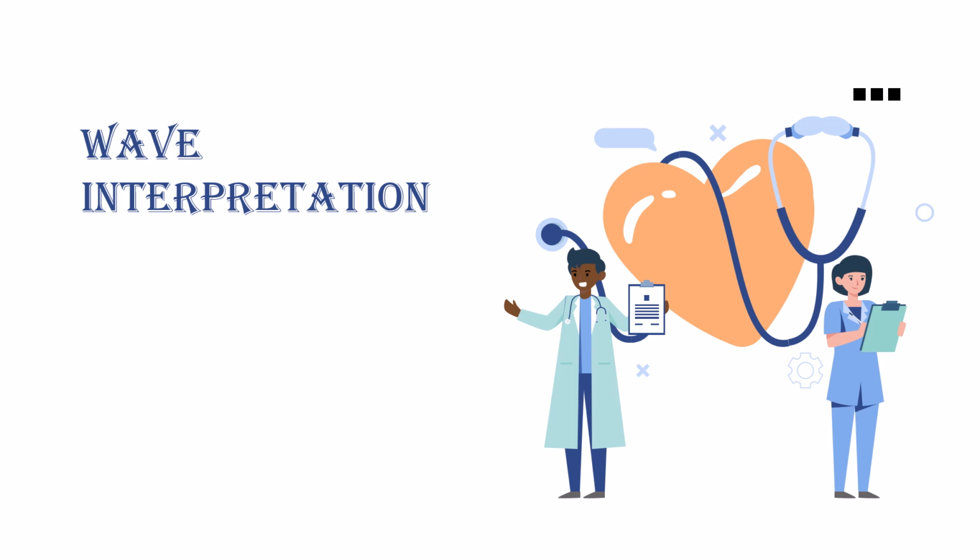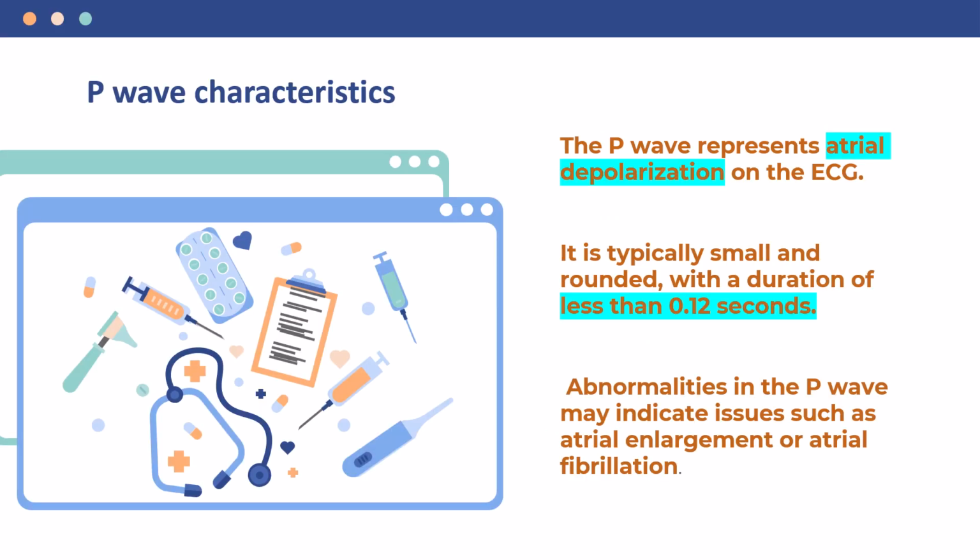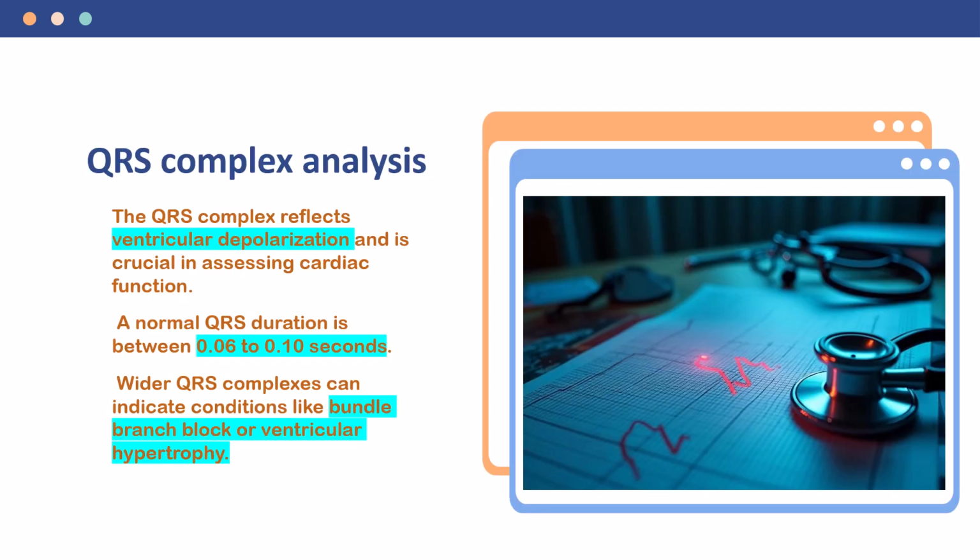Now we come to the wave interpretation. How do you interpret the wave? Why do you call it a footprint? The P wave represents, as we know, the atrial depolarization or the contraction. Remember it very well. It is generally a rounded figure that you will see in the wave on the ECG, and its duration is 0.12 seconds. Any abnormalities in the P wave may tell you that there is some problem with the atrium, either a fibrillation or an enlargement.